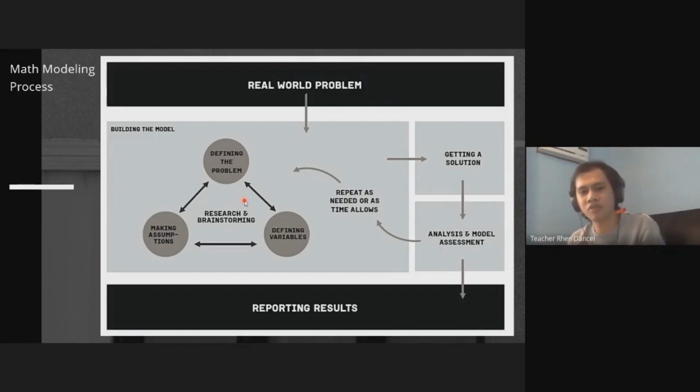And when you're done defining your variables, you don't just proceed to getting a solution. There are times when upon defining your variables or upon making your assumptions, you tend to go back to redefining your problem because an idea pops up into your head that we should redefine our problem this way because it's clearer to us right now that we have our variables. So you go back to your definition of the problem. And you can always go back to the other two processes, making assumptions and defining variables.